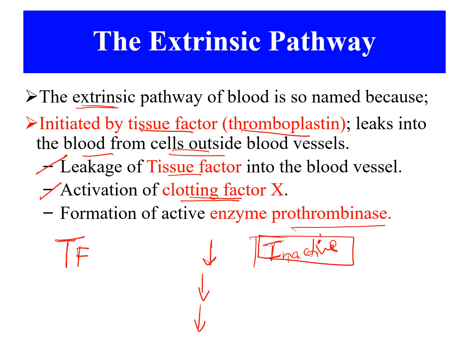In the extrinsic pathway, three things happen: initiation, which is because of the leaking of the tissue factor into the blood vessel; activation of factor 10; formation of the enzyme prothrombinase.